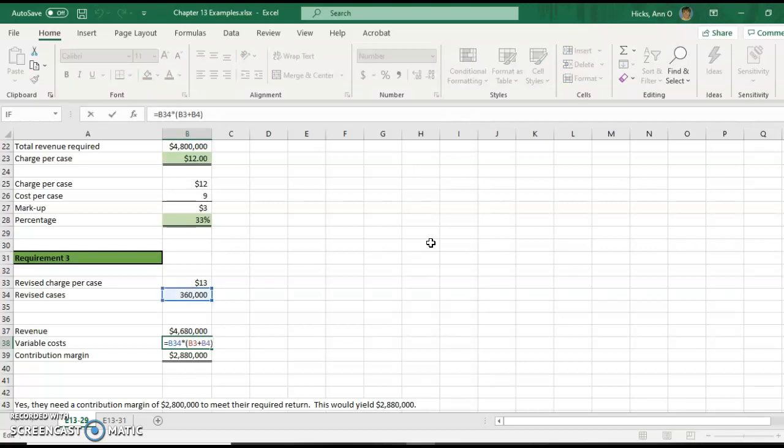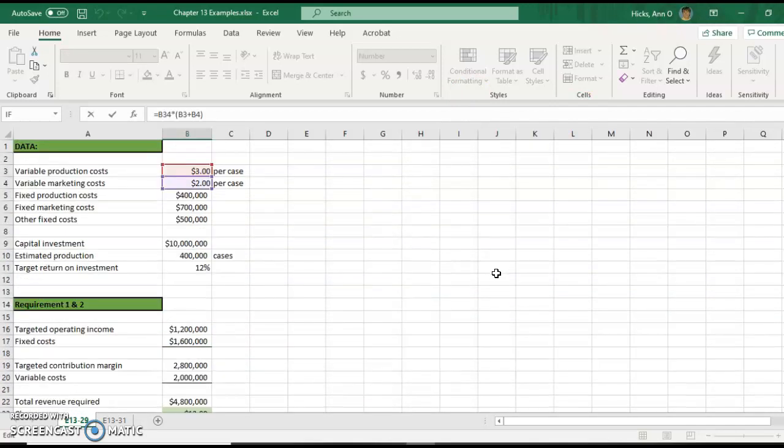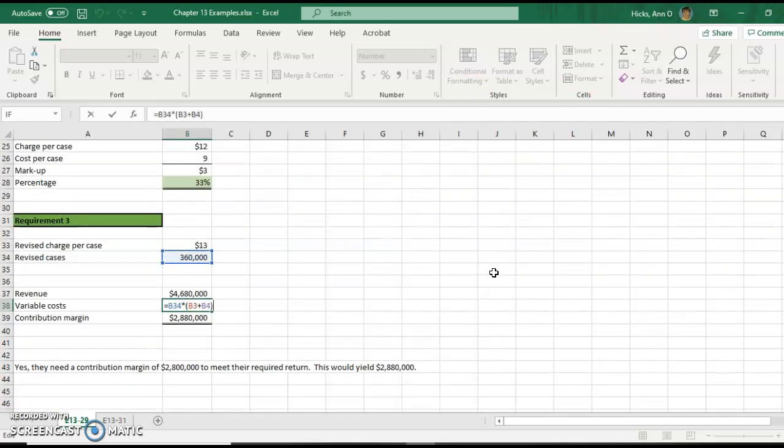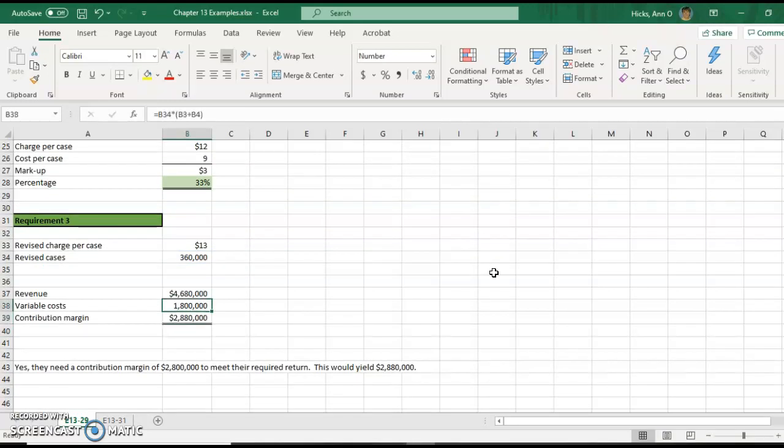Revised variable costs equal the 360,000 times the two categories of variable costs, $3 and $2. That will give us variable costs of $1.8 million. If we subtract that from the revised revenue, we're going to have a revised contribution margin of $2,880,000. Notice we don't care about fixed costs because in the problem, the fixed costs are going to remain the same at this level of capacity.